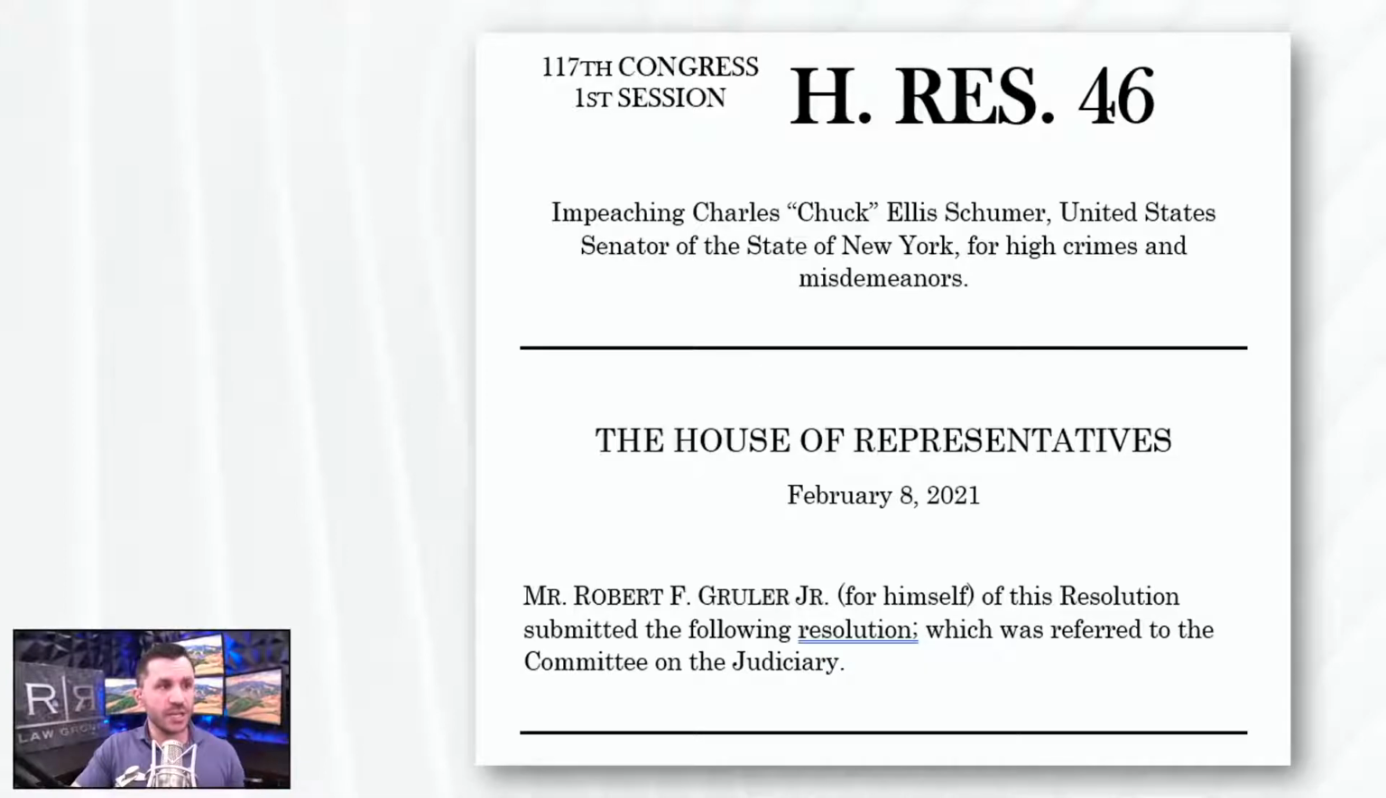So here's what I wrote today. Impeaching Charles Ellis Schumer, Chuck Schumer, the United States Senator, for high crimes and misdemeanors. Of course, remember, we're following the same standard. I didn't change much of this language. This is all almost exactly the same as what you'll see in the original article of impeachment that was filed against Donald Trump. Same thing. I got it from there. I didn't invent this, right? I just took the language off of their own documents.